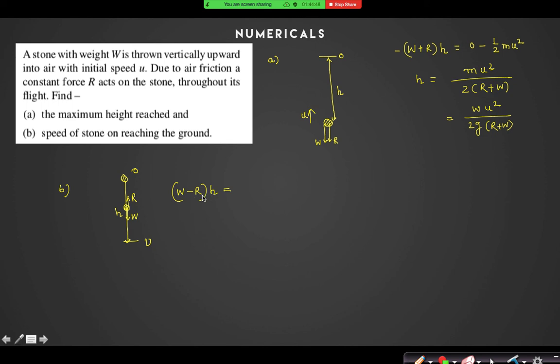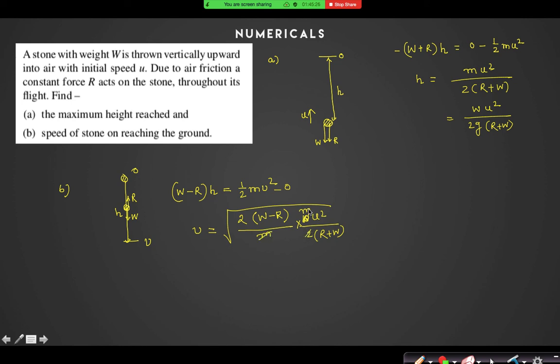That is doing the work, and that is equal to half m v square, minus 0. Yes, good. Tell me what's the doubt? v is equal to the square root of 2 into (W minus R) into h divided by m, and what is the value of h? I can put it: W by g means m u square divided by 2 into (R plus W). Yes or no? 2g into (R plus W).